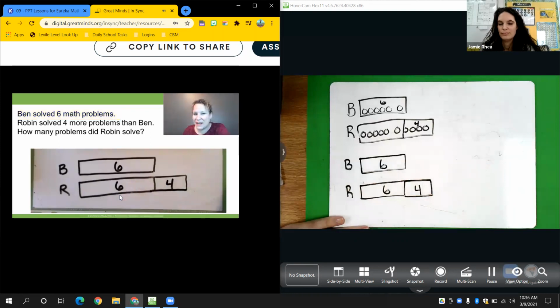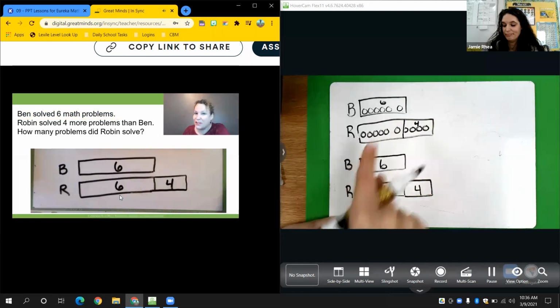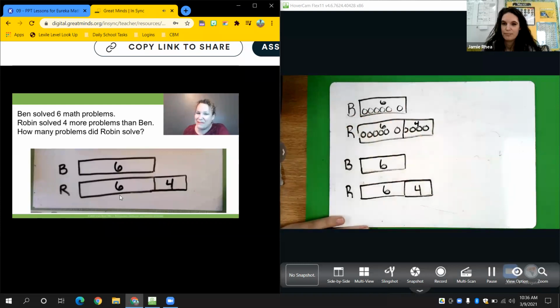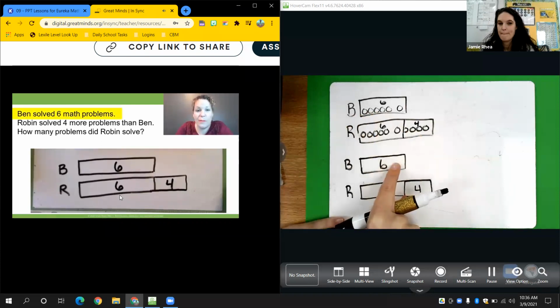Does this double tape diagram match the linking cubes or small objects that you have on your whiteboard? See? We have 6. If not, this would be a great time to fix it. As I read each part of the story again, I want you to touch the part of the model that matches what I'm saying. Ben solved 6 math problems. Point to that part of your model. That's this part right here.